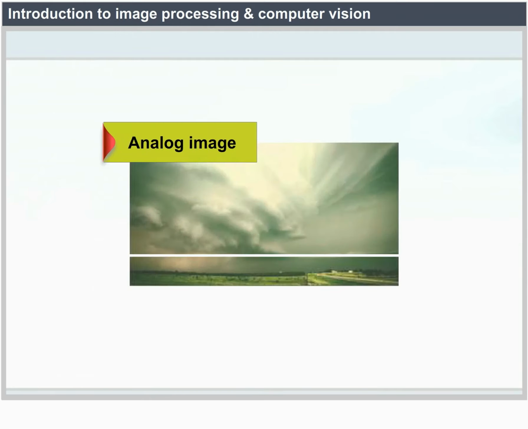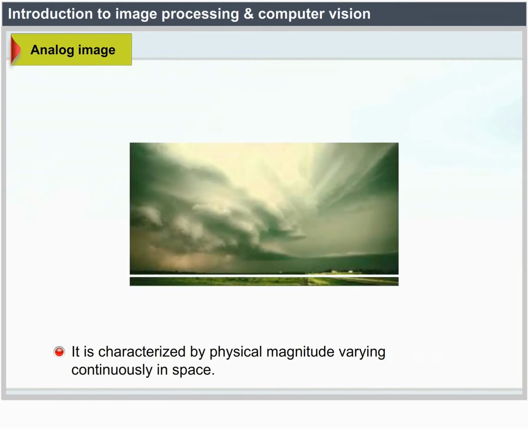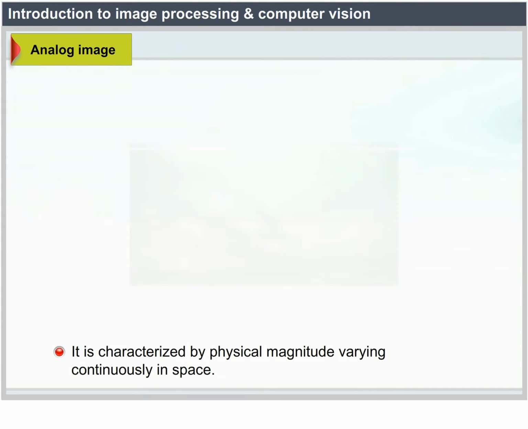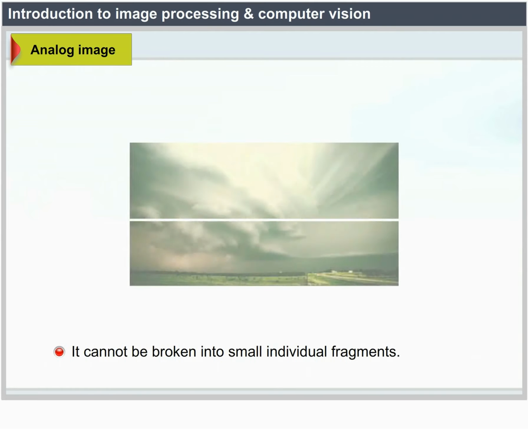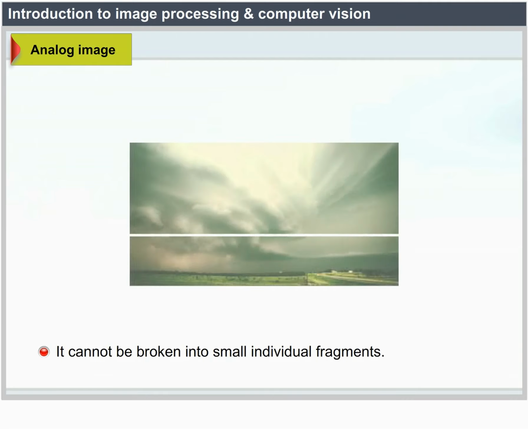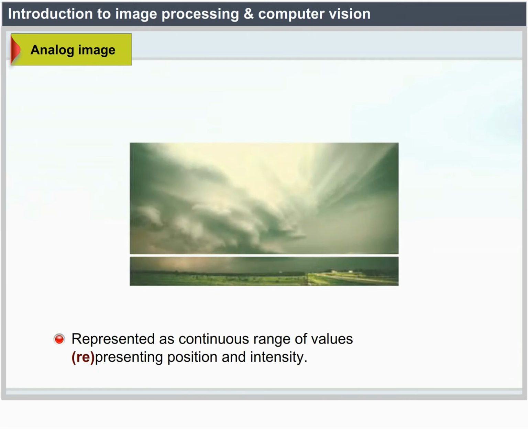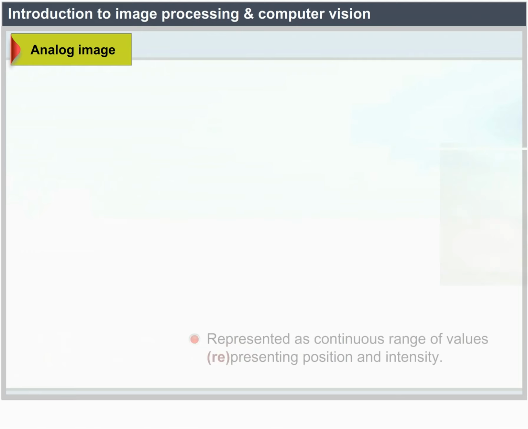Analog image. It is characterized by physical magnitude varying continuously in space. When x and y and amplitude values of f are continuous quantities, the images are analog. It cannot be broken into small individual pieces. Represented as continuous range of values representing position and intensity.